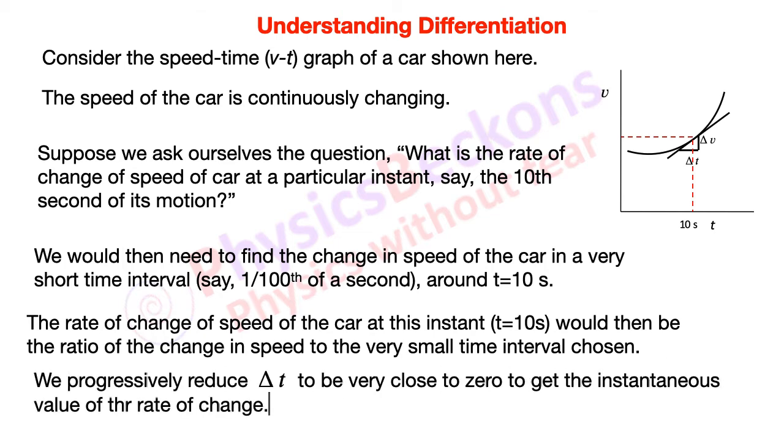We progressively reduce delta t, as said earlier, say 1/100th, 1 by 1000, 1 by 10,000 and so on, so that it approaches 0. That will give us a better value of the instantaneous rate of change.